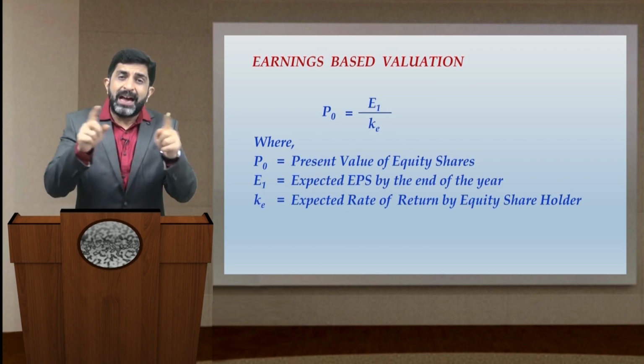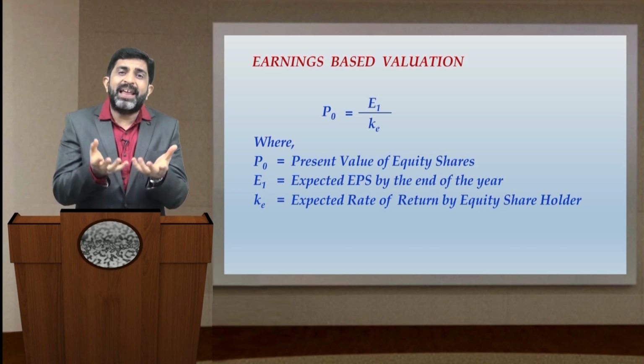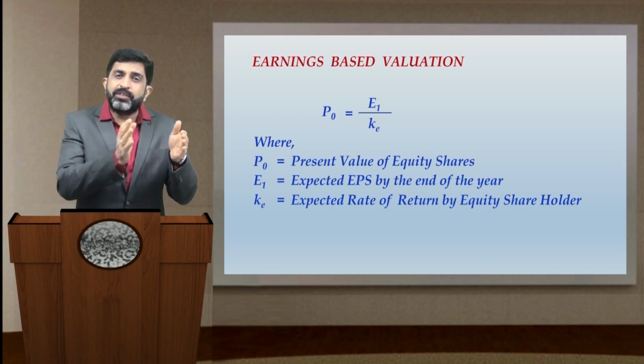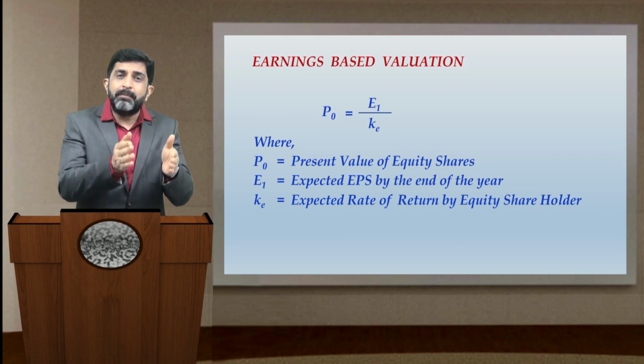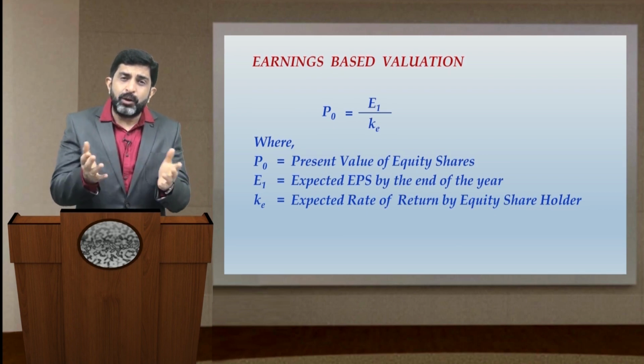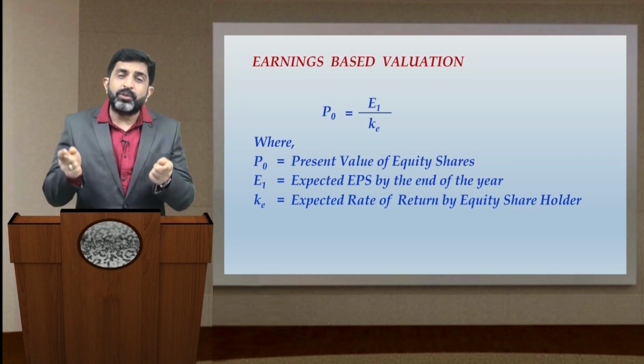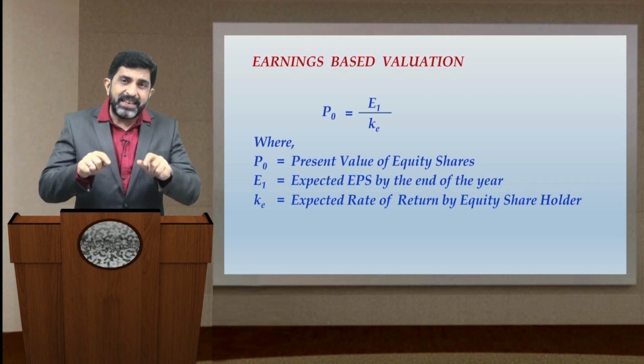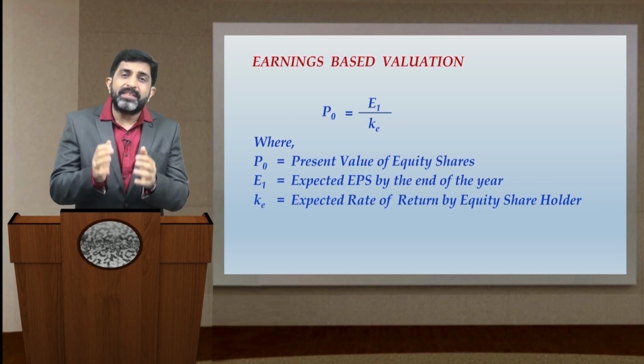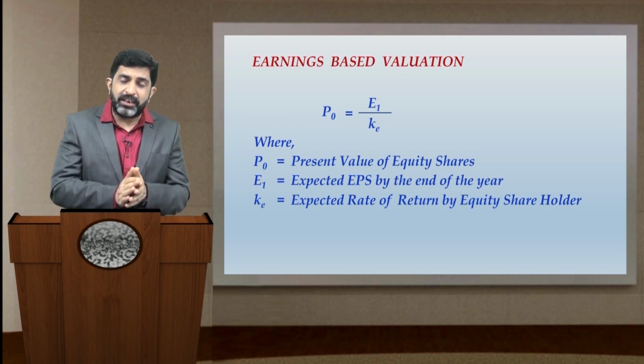So what would be 100%? What is the capitalized value of your earnings? Simply divide 40 by 25%. The result will be rupees 160. That result, 160, indicates P0, that is the present value of the share.